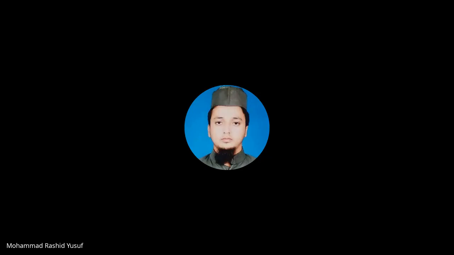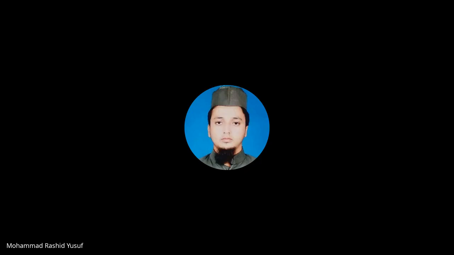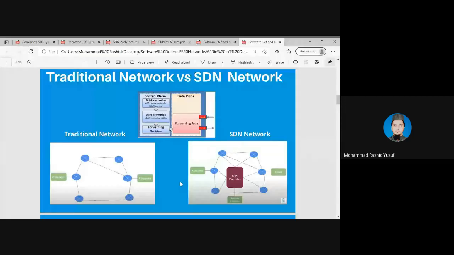On the other hand, SDN, software defined network, is software based. Instead of every router making decisions based on its control plane, the task is centralized to a common controller called the SDN controller. The SDN controller instructs each router on how to send the data from one destination to another.